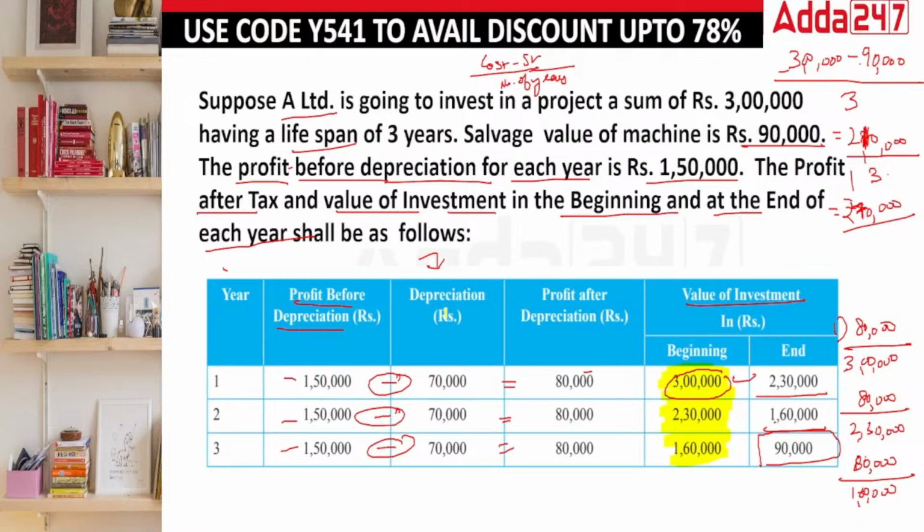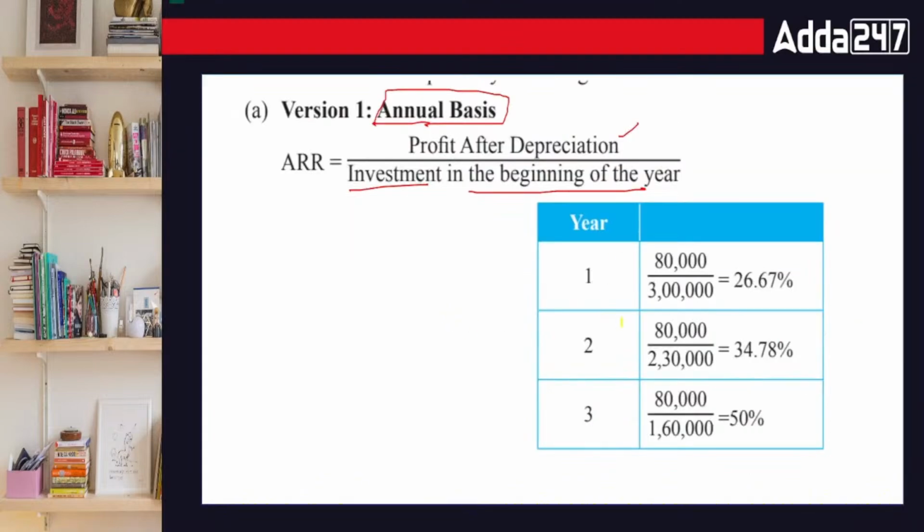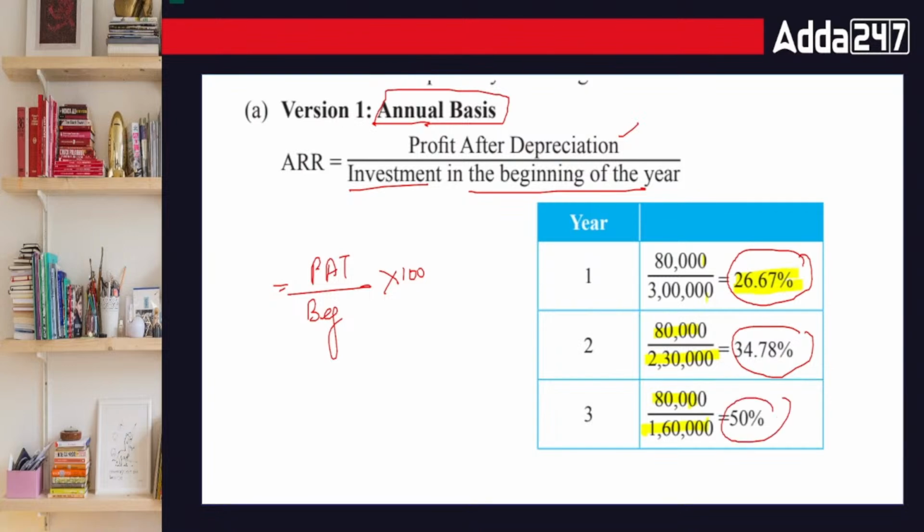Now let's look at the next part. This is 80,000 divided by 3 lakh, 80,000 divided by 2,30,000, and 80,000 divided by 1,60,000. Find the percentages as well. First is 26.67. What have they done? They took the profit after depreciation divided by beginning wala portion and they multiplied it by 100. That is why it is in percentage. First year, second year, and third year. This is individual.